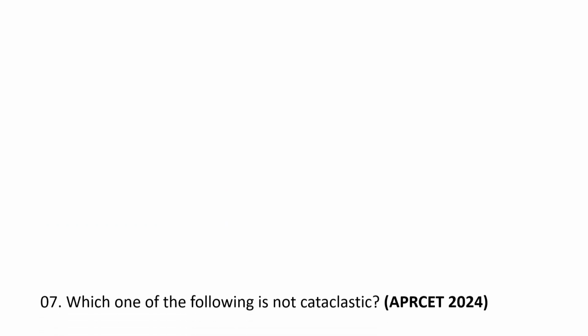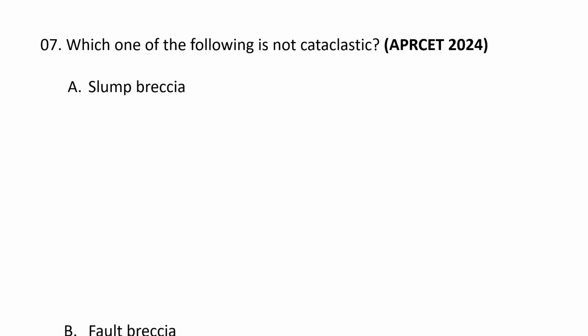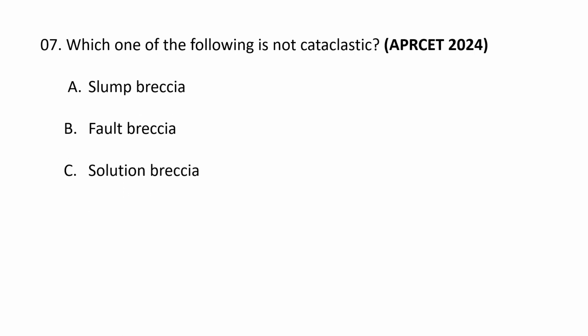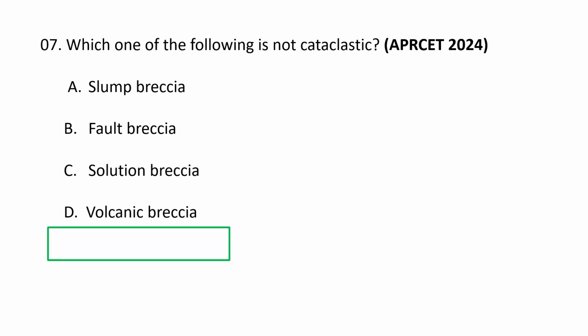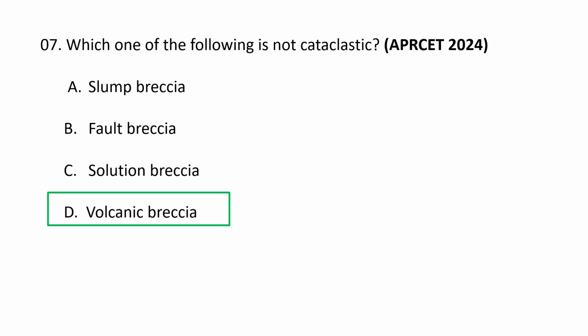Next question. Which one of the following is not cataclastic? The options are A. Slump breccia, B. Fault breccia, C. Solution breccia, D. Volcanic breccia. The correct option goes as D. Volcanic breccia. Slump breccia, fault breccia, solution breccia, these are all cataclastic.